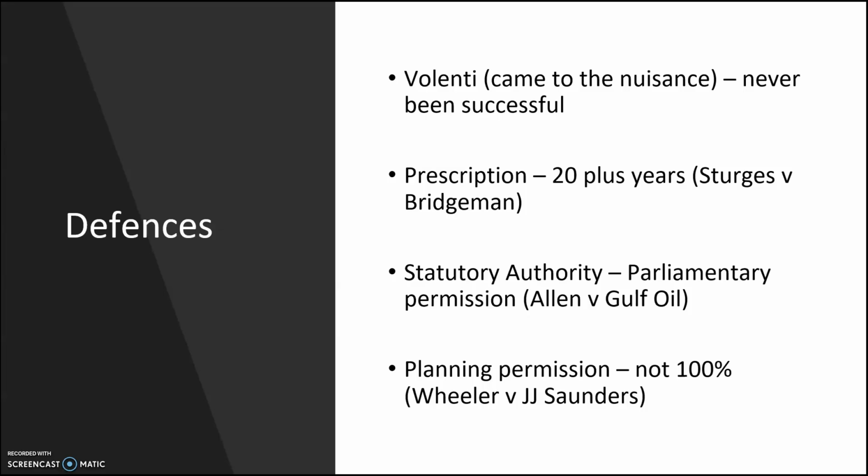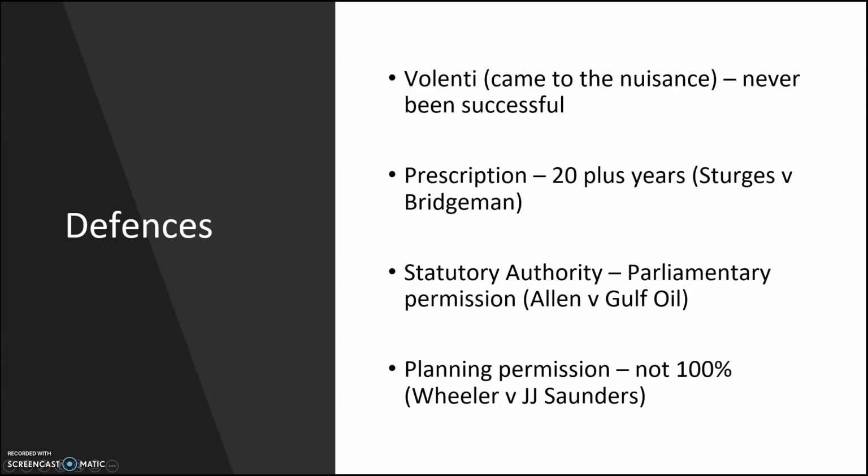There are 4 defences that you could look at. Volenti is where the defendant basically says to the claimant, well, you knew I was doing this and you moved next to me. That defence has never ever been successful, but it is still worth mentioning in a scenario if it's relevant. So if a scenario mentions someone moving next to the nuisance, or buying a house near it, you certainly want to mention it, but make sure you say that it's never been successful. You shouldn't say that it would be successful in your answer, because clearly it wouldn't be. And remember, volenti means consent.